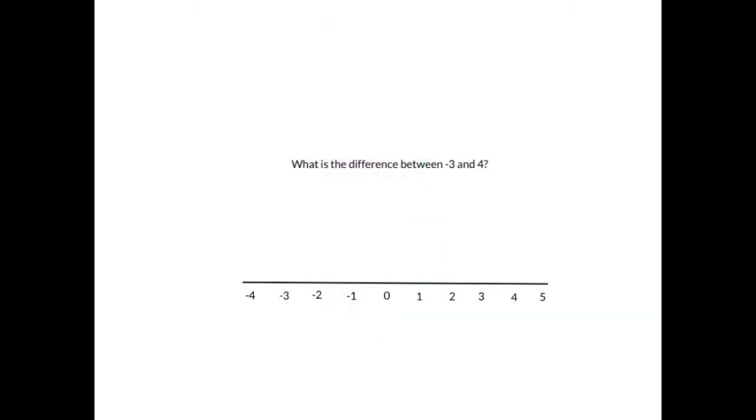Here we have the question, what is the difference between minus 3 and 4? You'll notice this time that we have a number line that is horizontal, which means it goes sideways and not vertically. So we're going from minus 3 to 4. 1, 2, 3, 4, 5, 6, 7. The difference between minus 3 and 4 equals a jump of 7.